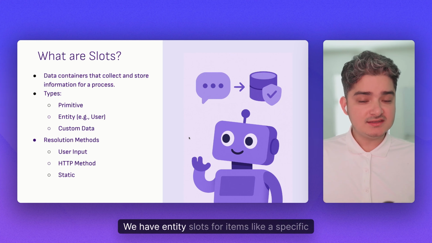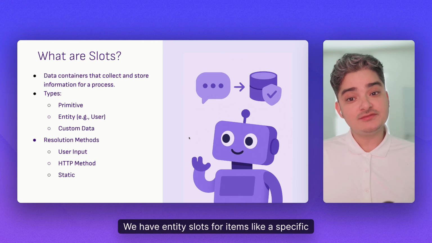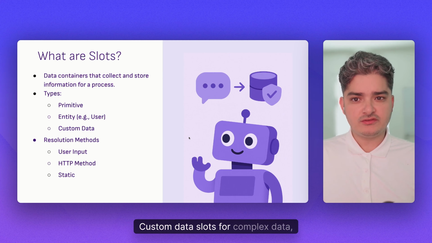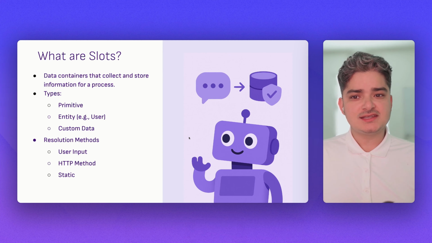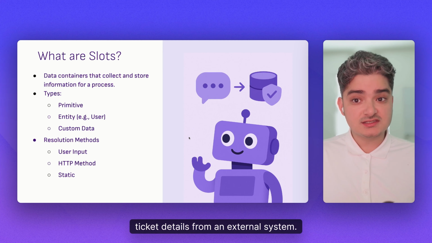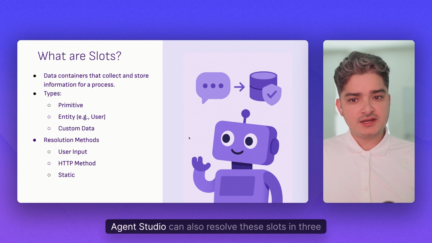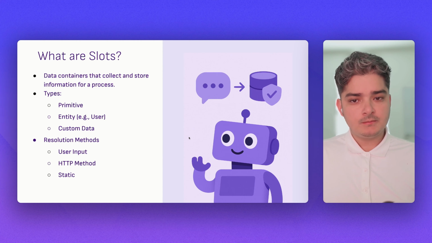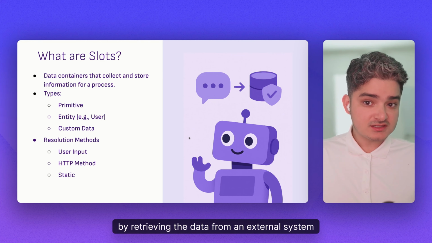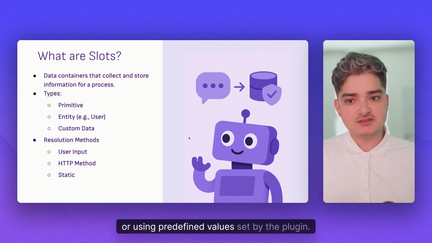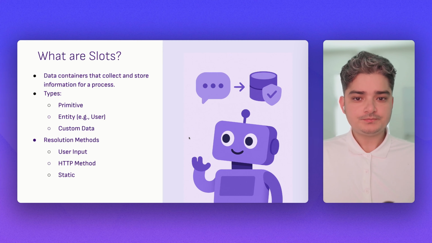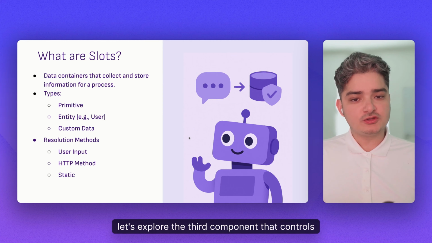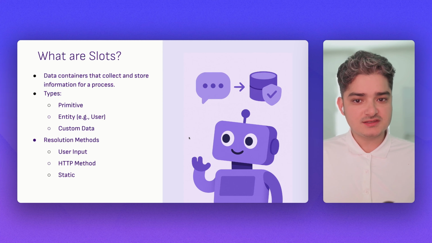Then we have entity slots for items like a specific user in your organization, and custom data slots for complex data such as ticket details from an external system. Agent Studio can also resolve these slots in three different ways: through user input, by retrieving the data from an external system, or using predefined values set by the plugin.